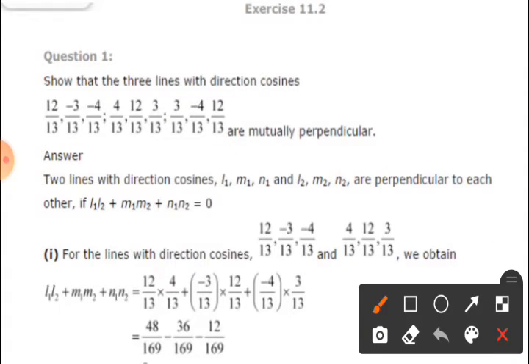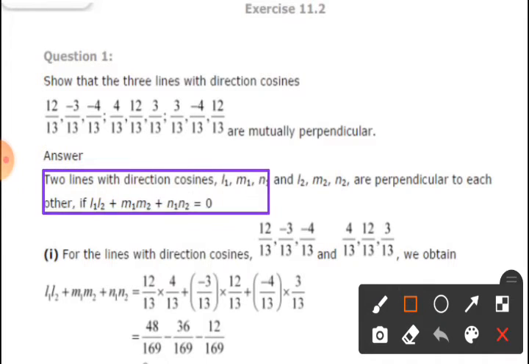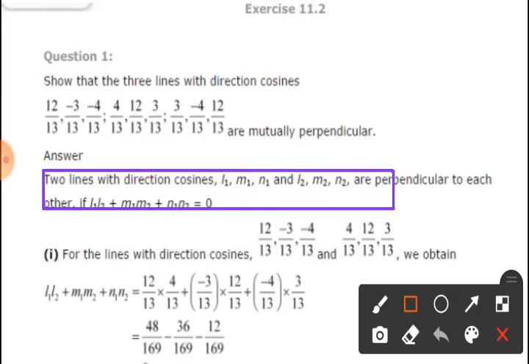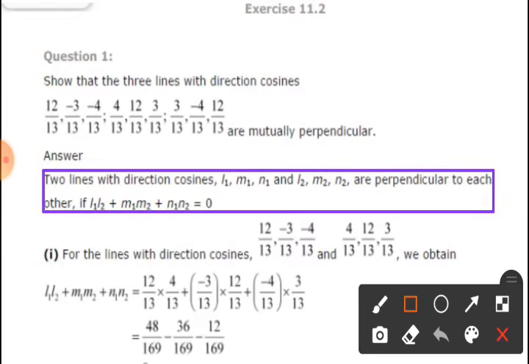We know that two lines with the direction cosines L1 M1 N1 and L2 M2 N2 are perpendicular to each other if L1 L2 plus M1 M2 plus N1 N2 is equal to 0. It is a well known formula. Now we are going to use this formula.